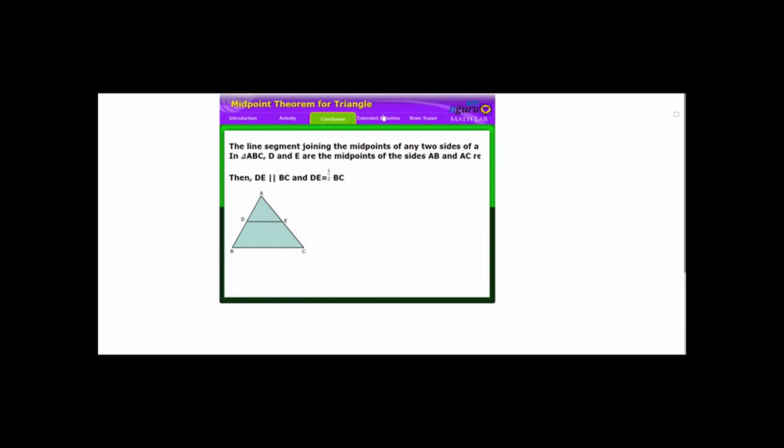Let us see the extended activity. This is using GSP, that is another software. I will show you on another day. I have to download that GSP and then verify the midpoint theorem. I'll show you the GSP in the next class. I have to download that. It will take some time.